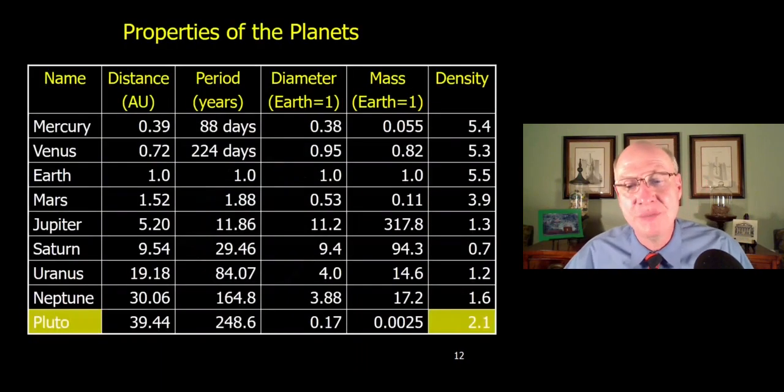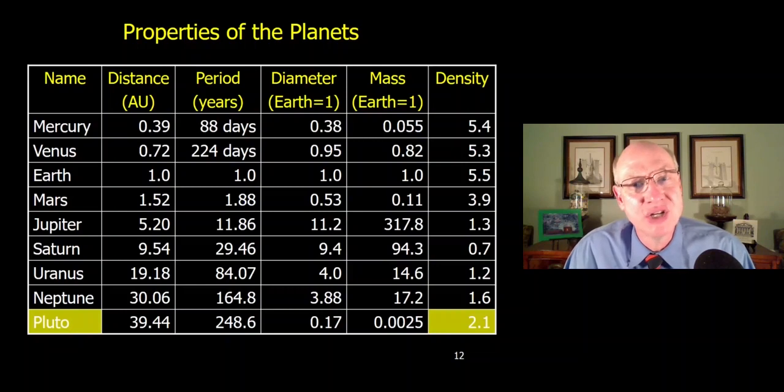And so they are denser than the gas giant planets, but not nearly as dense as the rocky planets. And they have an intermediate density. So in the case of Pluto, its density is about 2.1 grams per cubic centimeter. So again, denser than the gas giant planets, but not as dense as the rocky planets.